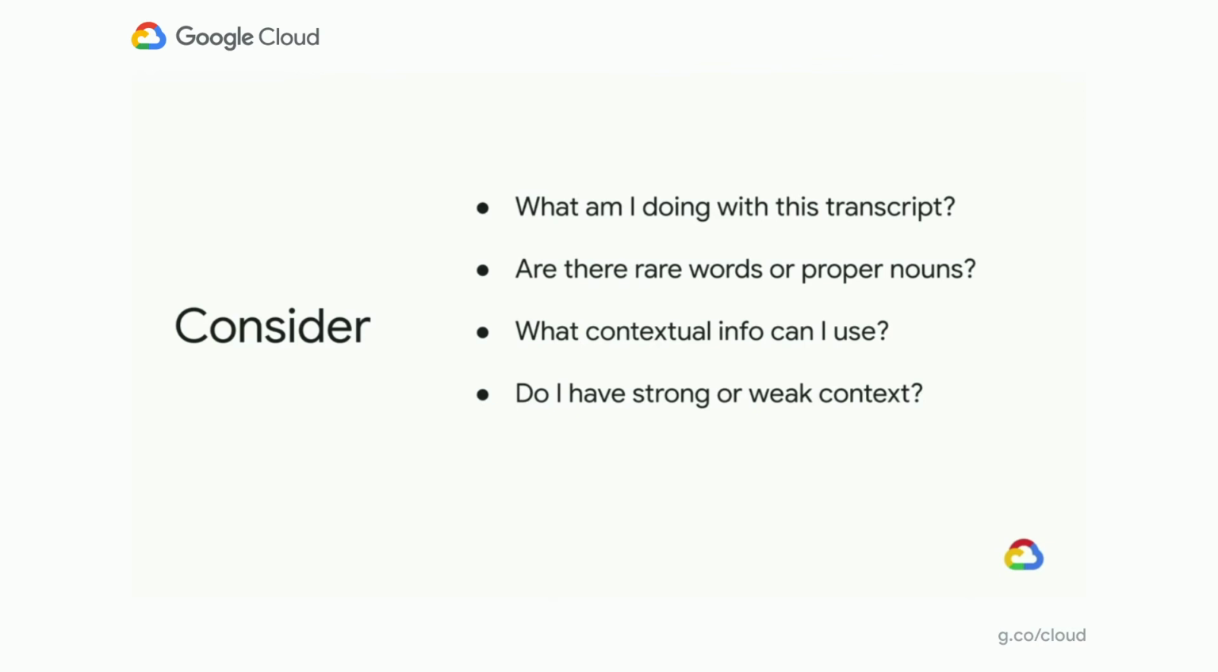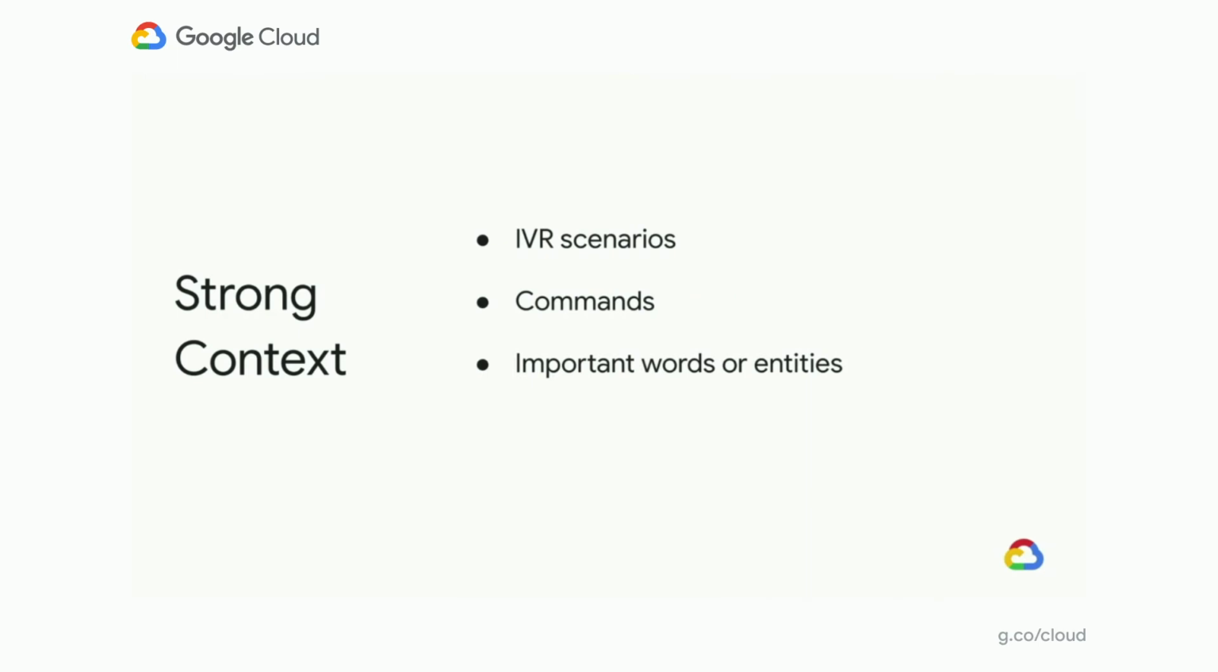And that feeds into the final point, which is, do I have strong or weak context? So when you think about that contextual information that you have, you should be thinking about, do I know exactly what the user is going to say, and I'm pretty sure I know how they're going to verbalize it? Or do I just know sort of broad categories of what this is about? Some examples of strong context would be an IVR, like a phone answering bot scenario, where you know exactly that the user is about to give a phone number or say yes or no or something like that.